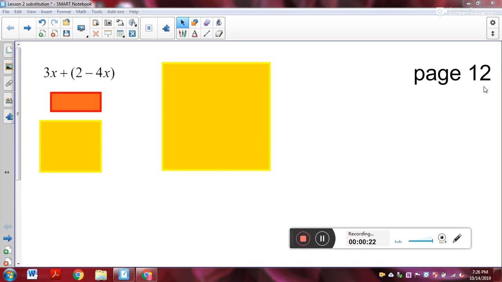Okay, so we are on page 12 in our binders. You may want a piece of scratch paper as well. So go ahead and pause the recording, grab a piece of scratch paper.